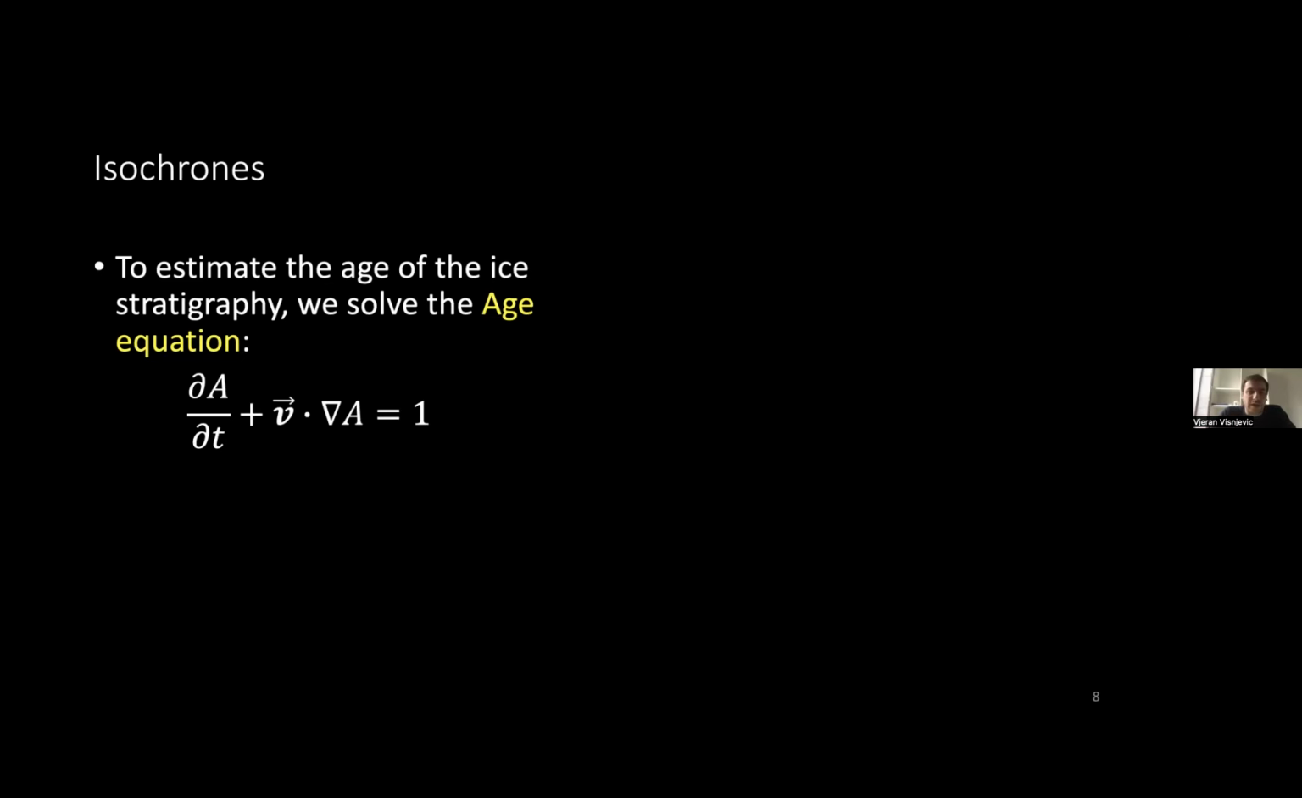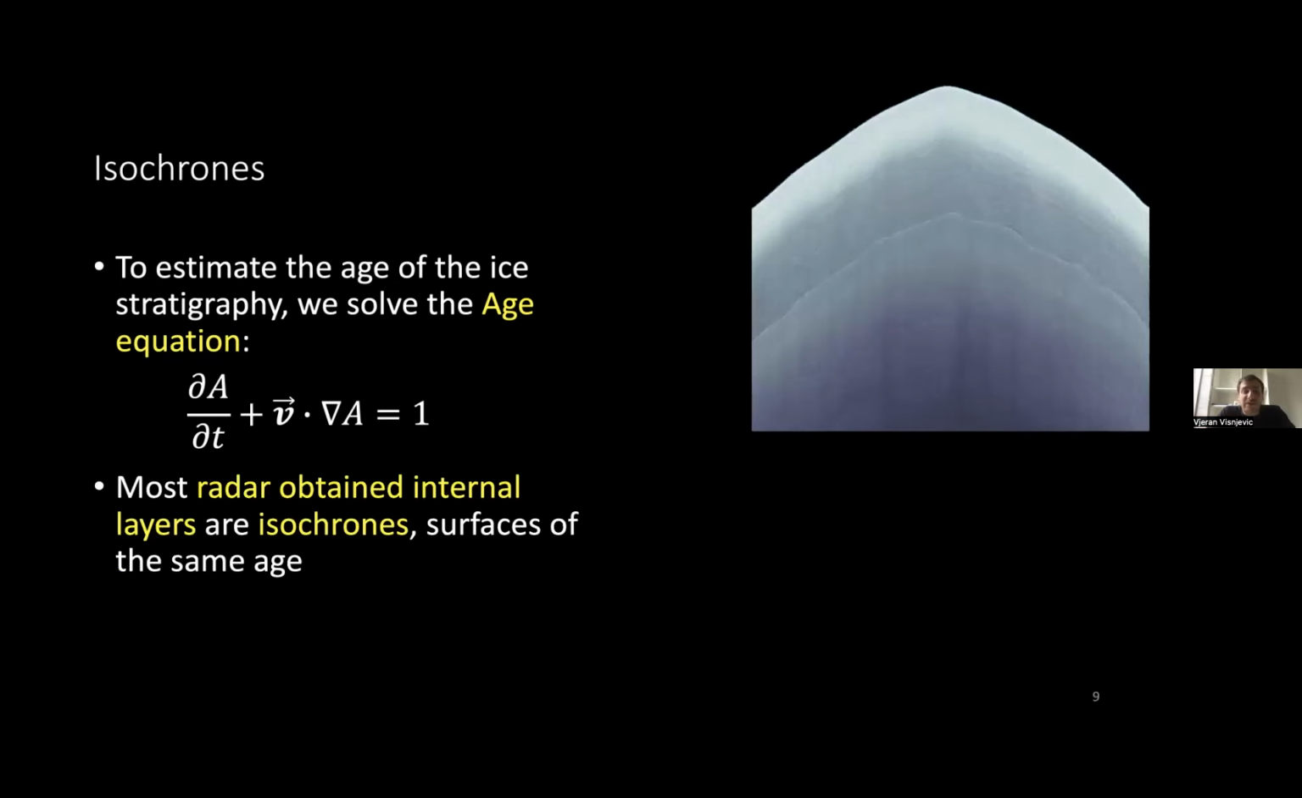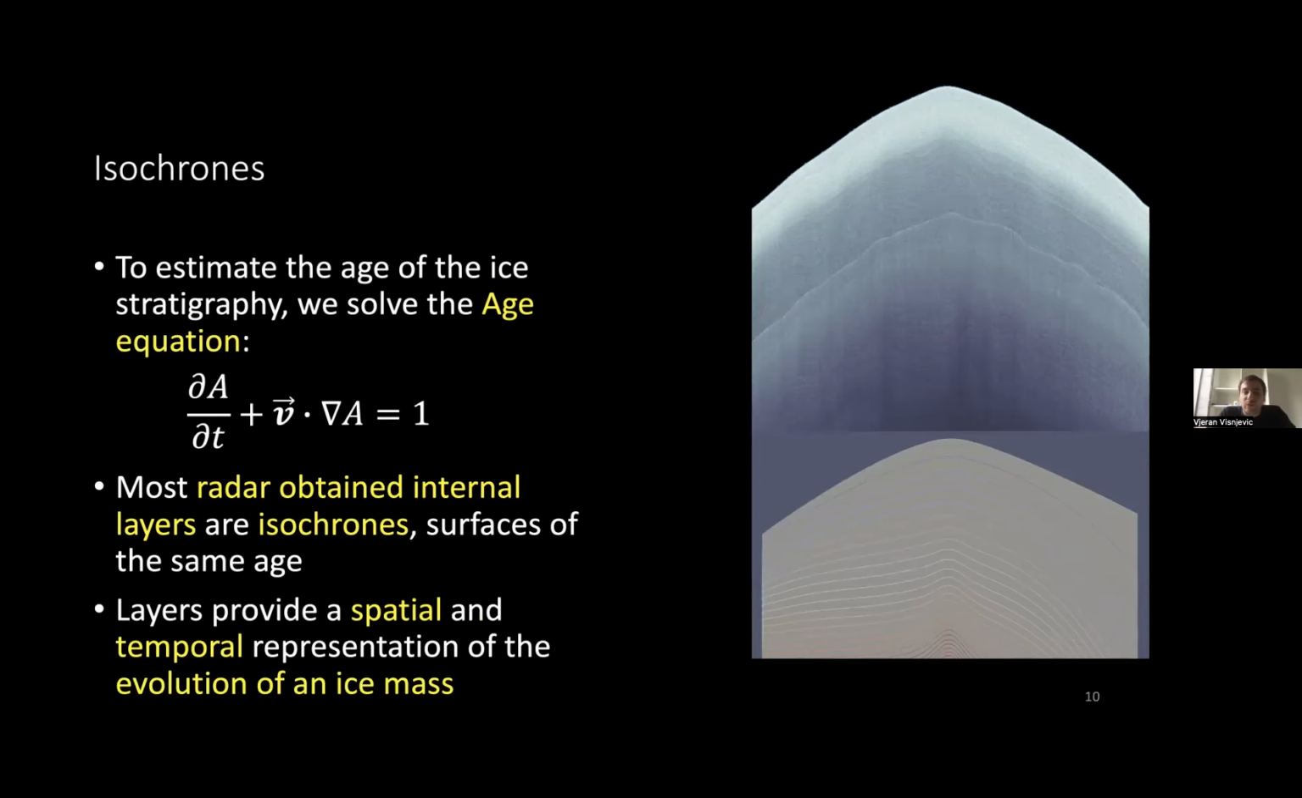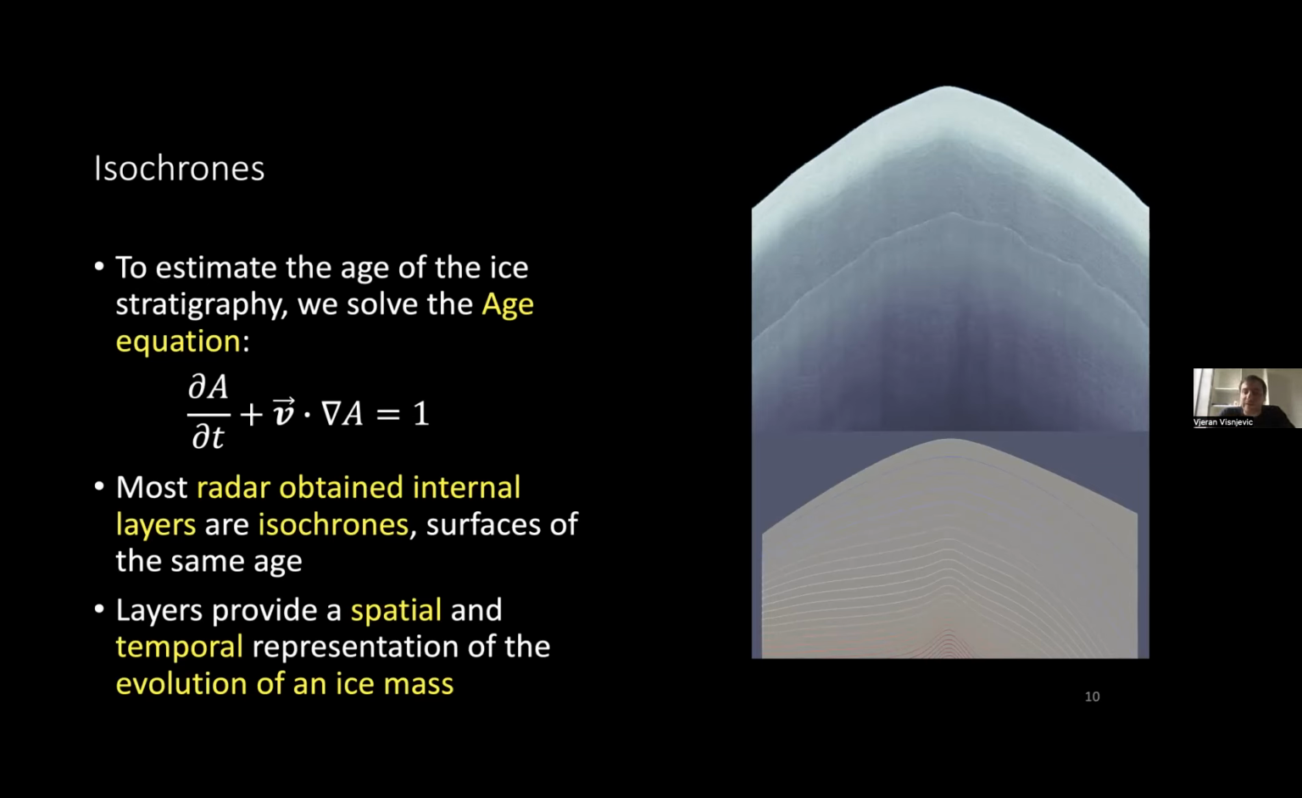And this is one of the main things that we will be using, and I will explain how we derive it. Most radar obtained internal layers are isochronal. They're isochrones. They are surfaces of the same age. So as you can see in the upper right corner, we have a radar image of an ice rise. And if I zoomed in a lot more, you would see quite nice layers, visible layers from radar. And we interpret each of these layers as a layer of the same age. And then when we model this process, we get images like this. And here in color coded below in the bottom left is the age of the ice, and you can see that the shapes kind of correspond to what we see in reality.